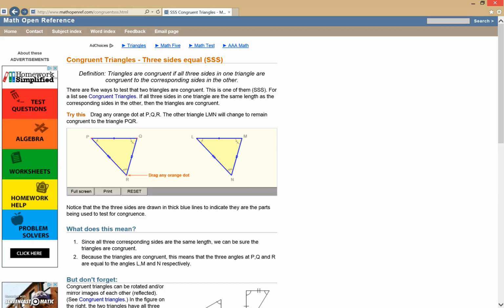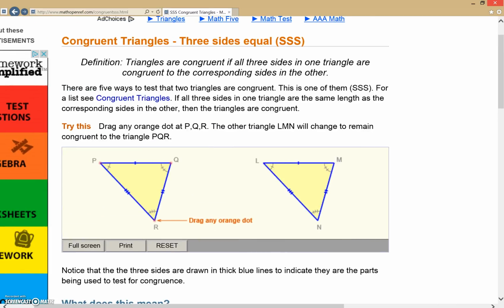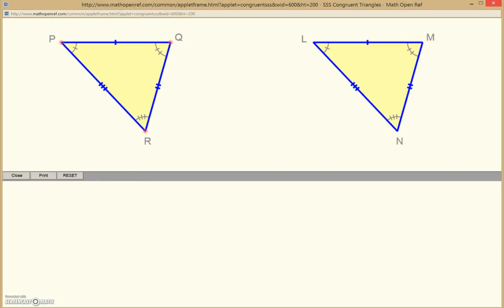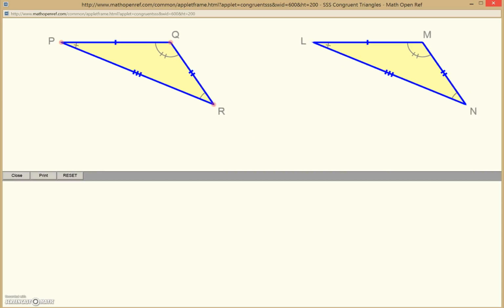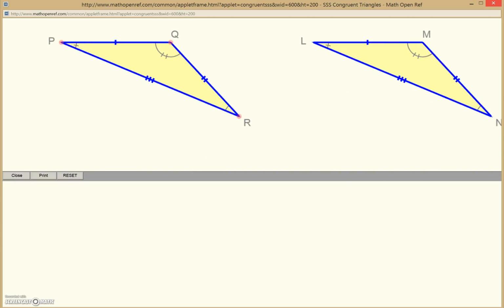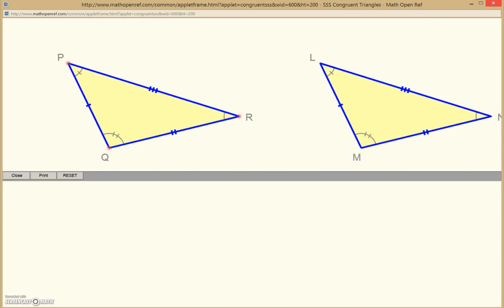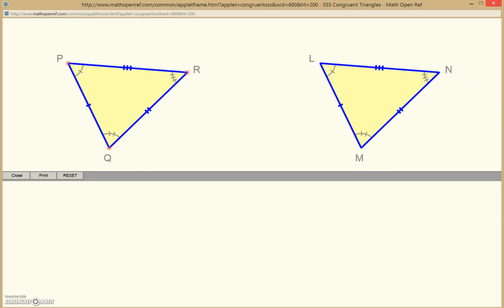The definition of this: triangles are congruent if all 3 sides in one triangle are congruent to the corresponding sides in the other. If I know that's true, then our triangles have to be congruent. This was very similar to what we saw a second ago. If our sides are congruent, then angles P, Q, and R are going to be congruent to the corresponding angles in L, M, N. No matter how I move these triangles around, as long as the sides are congruent, then the corresponding angles will be congruent, so the triangles will have to be congruent.